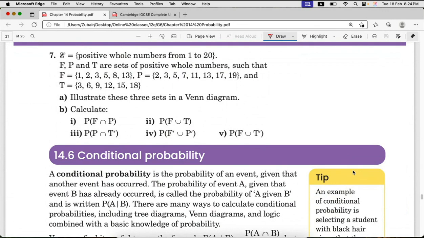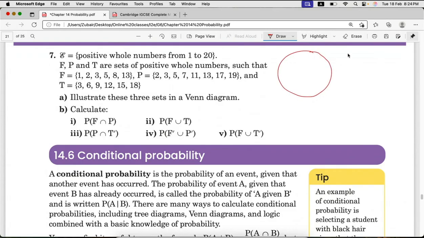Seventh. Positive whole numbers from 1 to 20. F, P, and T are sets of positive whole numbers such that F is 1, 2, 3, 4 is missing, 5, 6, 7 is missing, 8, and so on. Missing numbers are increasing. So let's leave that behind. P is this and T is this. Illustrate these three sets in one diagram. Okay.